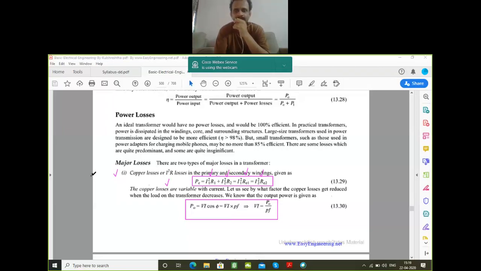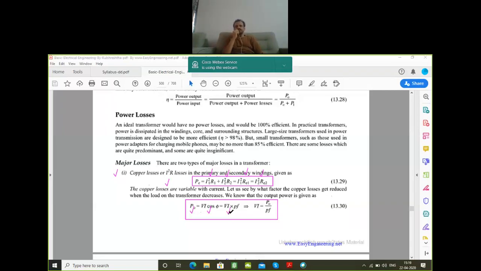So P naught is the power. It is called the output power, or the power due to the output. It is given as VI cos phi, because power is V dot I, that is VI cos phi. Phi is the angle between V and I, and cos phi is nothing but the power factor. So you have VI times power factor.